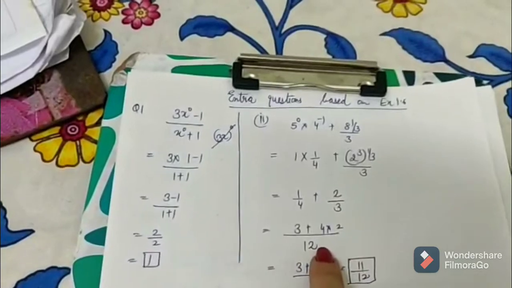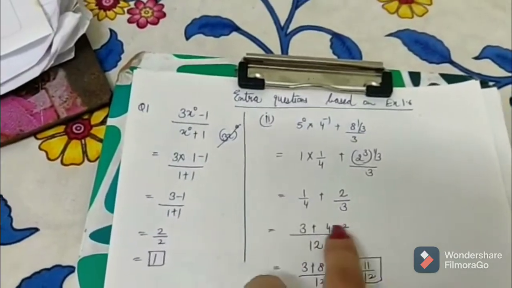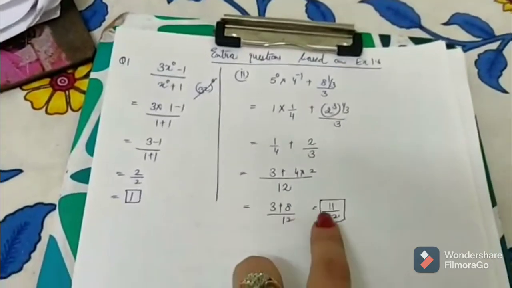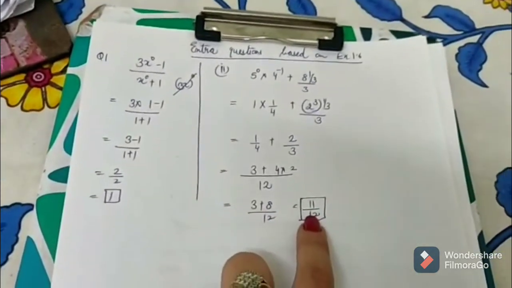Take the LCM. LCM is 12. 12 divided by 4 is equal to 3. 12 divided by 3 is 4. 4 2s are 8, so 3 plus 8, that is, 11 by 12 is your answer.